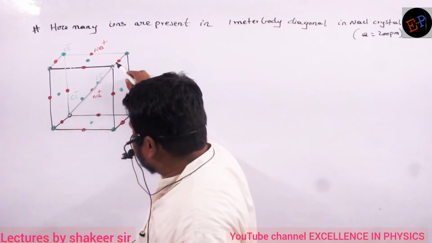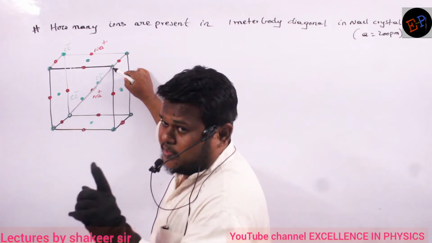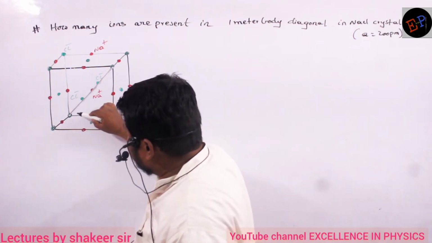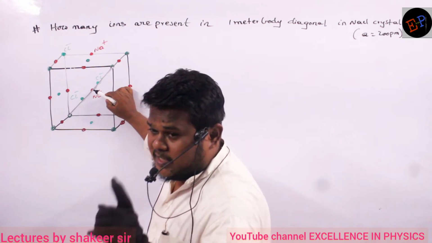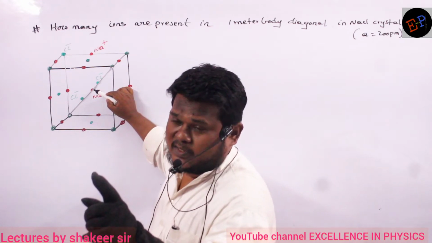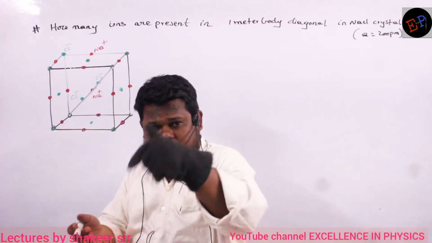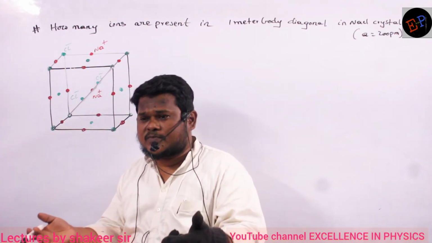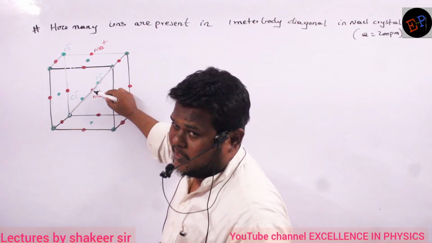Same body diagonal, it will touch this Cl minus also, no? Because it is also present at the corner. Are you able to understand? Now this body diagonal, can it touch this Na plus? Why will it touch? Because Na plus is exactly at the center, no ma? Where is Na plus present? Exactly at the center. So the body diagonal must touch Na plus.